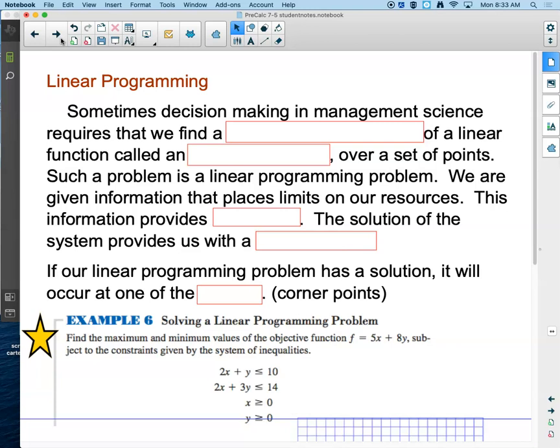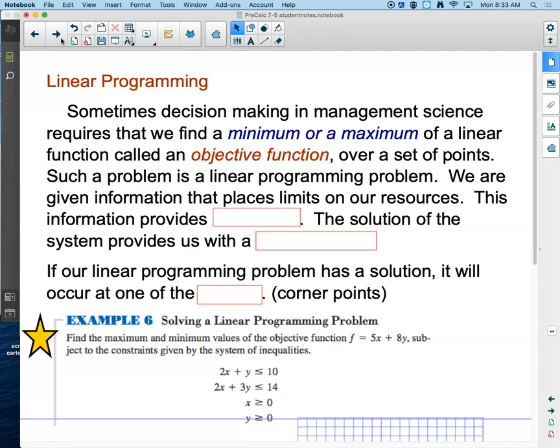So sometimes decision making in management science requires that we find a minimum or a maximum. Where should we be producing? Minimum or maximum of a linear function called an objective function.